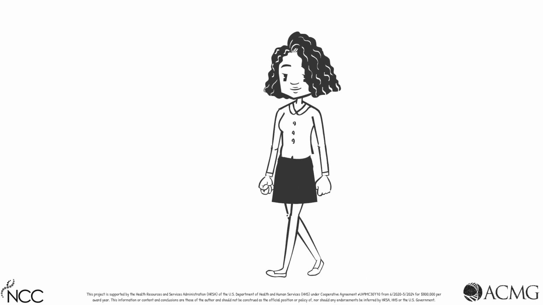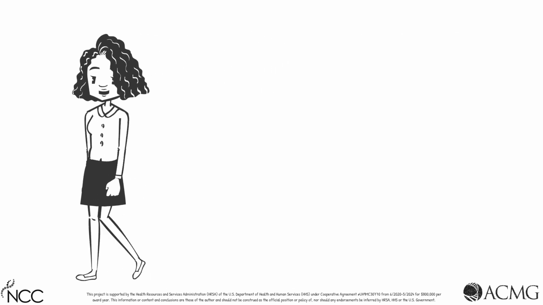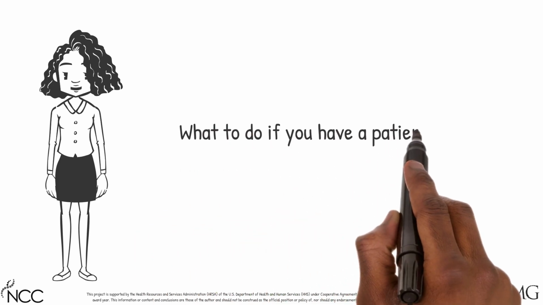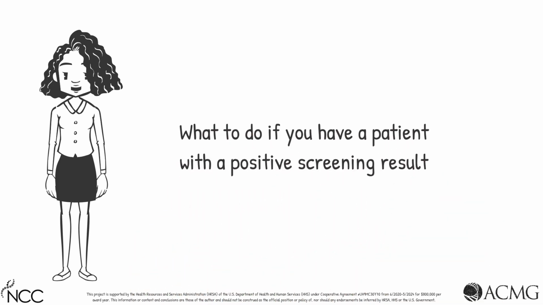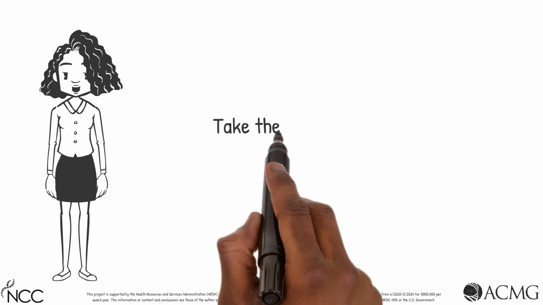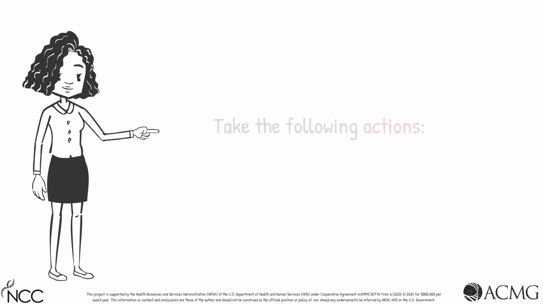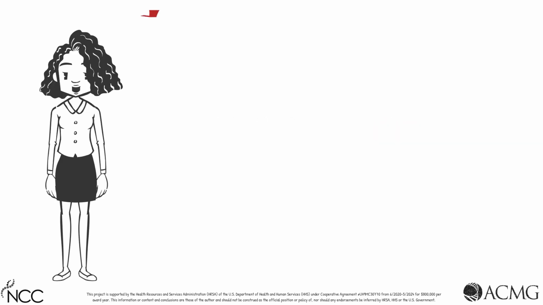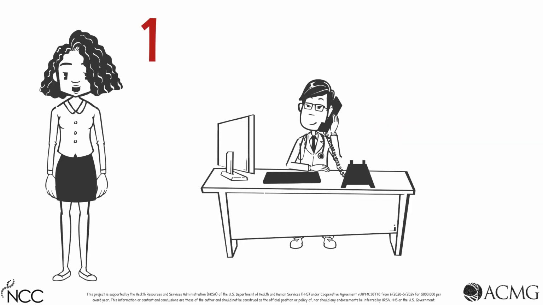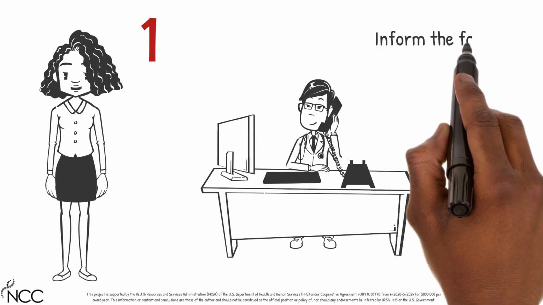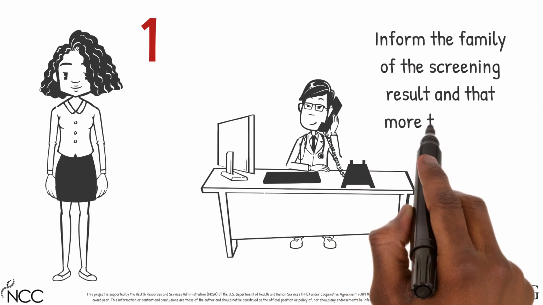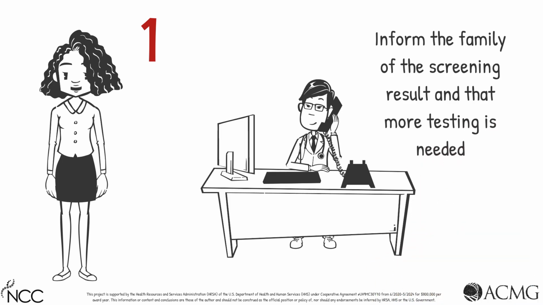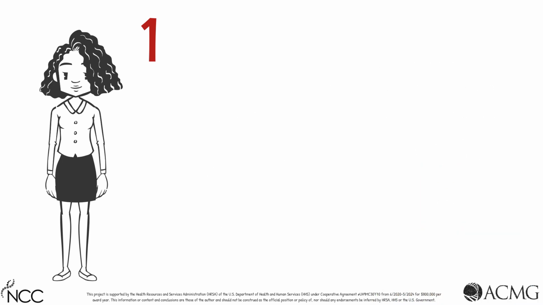Now that you have a general understanding of the diseases detected through elevated citrulline levels, let's talk about what to do if you have a patient screened positive with a citrulline elevation during newborn screening. You will need to take the following actions. First, immediately contact the family and do the following. Inform them of the newborn screening result and that more testing is needed to determine if their child does or does not have one of these amino acidemias.